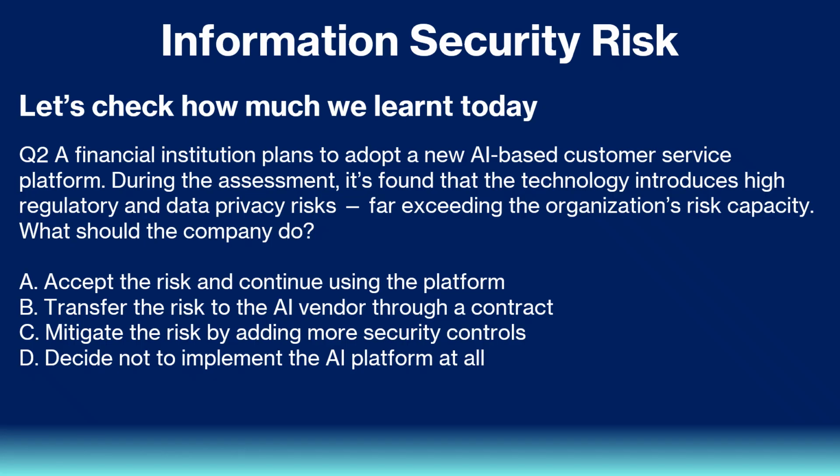Next question. A financial institution plans to adopt a new AI-based customer service platform. During the assessment, it's found that the technology introduces high regulatory and data privacy risks, far exceeding the organization's risk capacity. What would the company do? A. Accept the risk and continue using the platform. B. Transfer the risk to the AI vendor through a contract. C. Mitigate the risk by adding more security controls. D. Decide not to implement the AI platform at all.